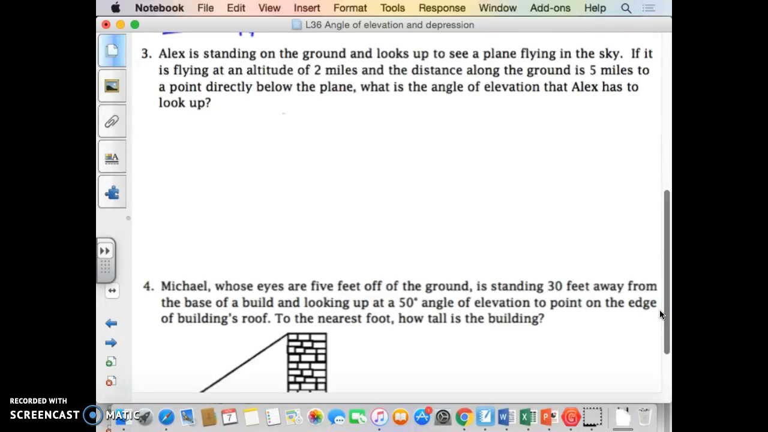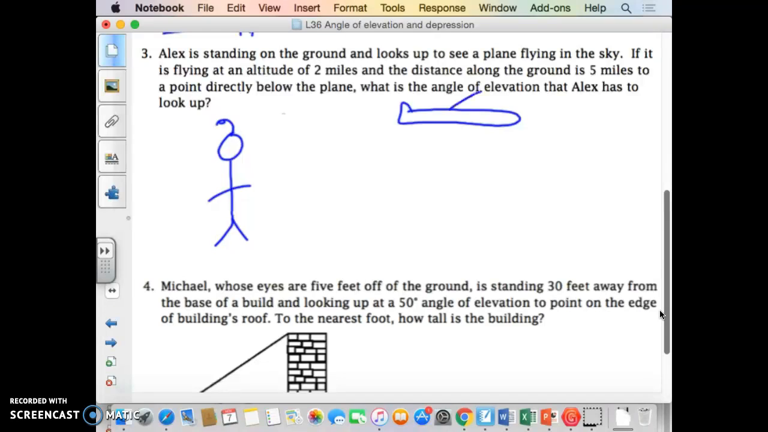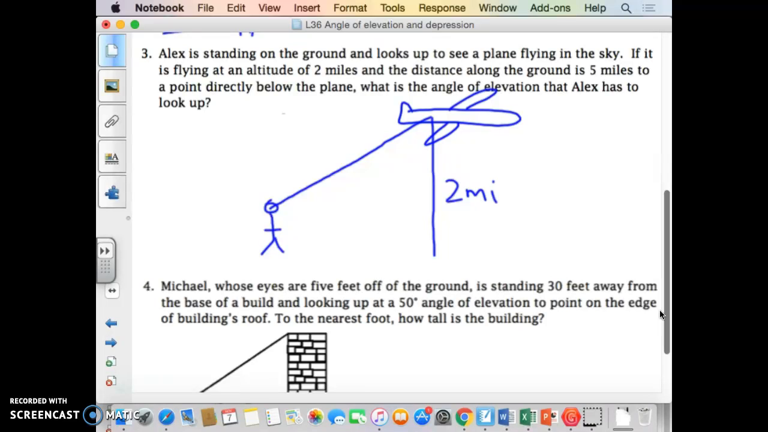Number 3, Alex is standing on the ground. So I'm going to draw Alex. He's standing on the ground, and he looks up to see a plane flying in the sky. All right, so let me make Alex a little bit smaller. He's looking up and he sees this plane. It's flying at an altitude of 2 miles. So this distance here is 2 miles from the ground. And the distance along the ground is 5 miles here. So we want to know this angle. If I just extend this down here, we want to know this angle right here. So let's say Alex is laying on the ground. If it's flying at an altitude of 2 miles and the distance along the ground is 5, what is the angle of elevation? Okay, so that's what we want to know.